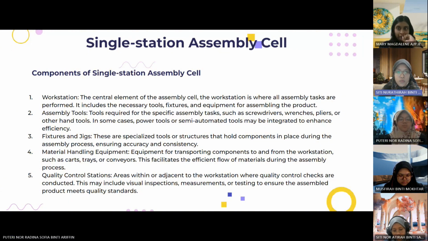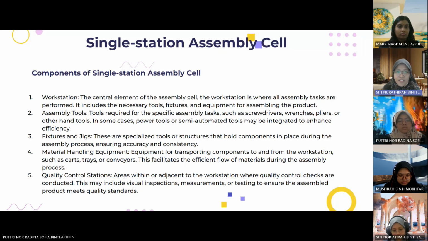The second is assembly tools, tools required for the specific assembly task, such as screwdrivers, wrenches, pliers, or other hand tools. In some cases, power tools or semi-automated tools may be integrated to enhance efficiency. The third is fixtures and jigs. These are specialized tools or structures that hold components in place during the assembly process, ensuring accuracy and consistency.